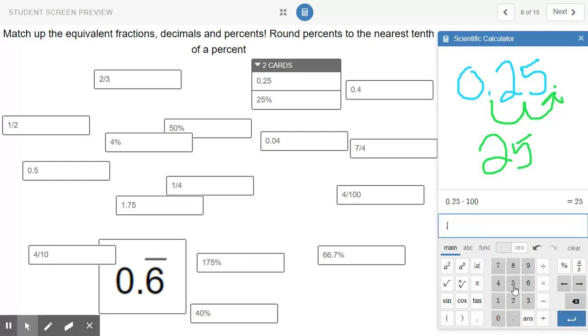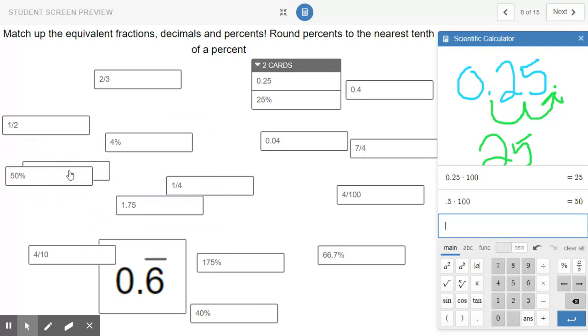So 0.5 times 100, and I get 50. So now I'm going to look for 50%. There it is. So I know that's there.